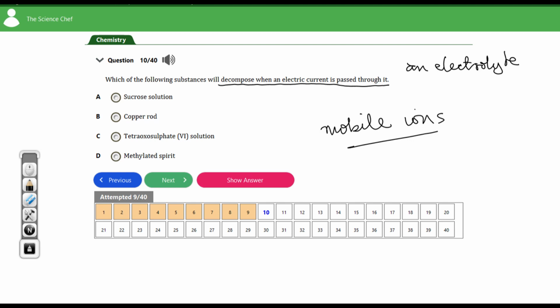Which means that for the substance to be an electrolyte, it must be made up of ions, right? It must be an aggregate of ions. So which of these substances is or are aggregates of ions? Let's see.